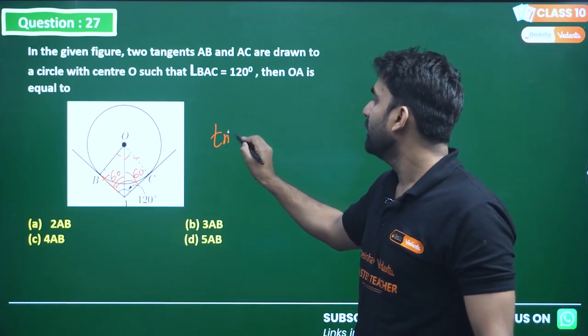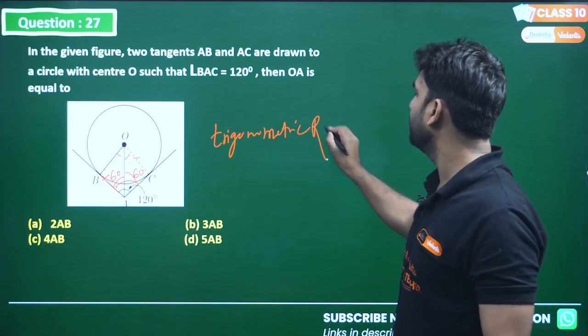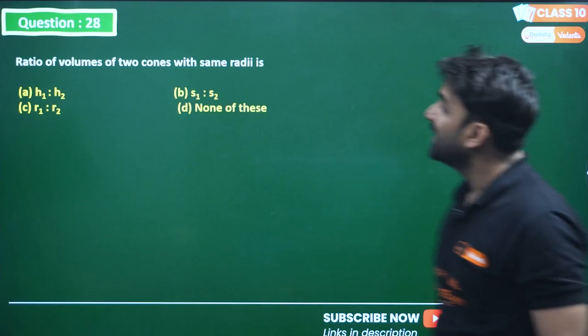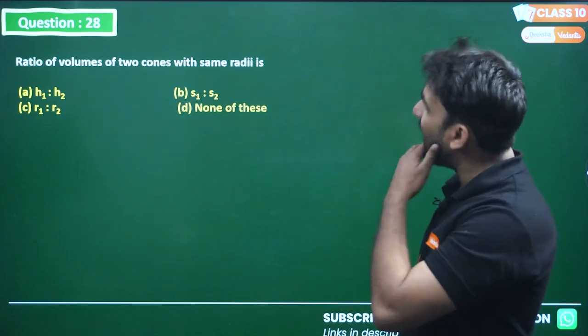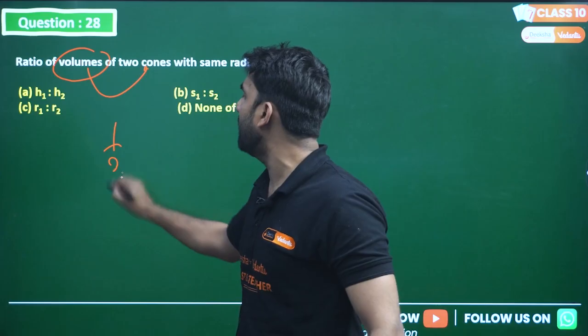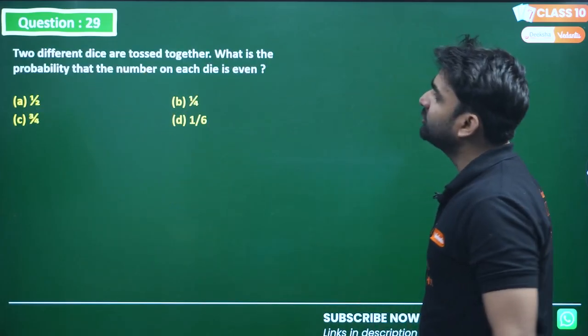Trigonometric ratio. Check whether sine theta, cos theta, we can apply anything. Ratio of the volume of two cones. If we talk about the volume of a cone, my dear, do you know the formula? 1 by 3 pi r square h. Use this formula here.